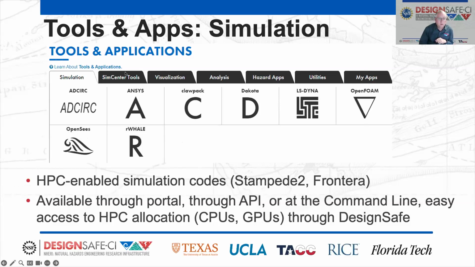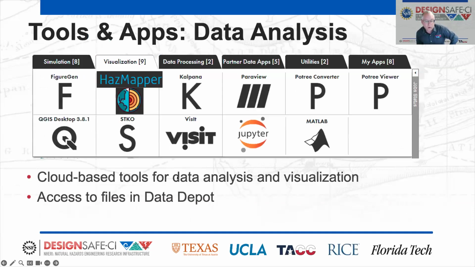R-Whale is one of the SimCenter developed UC Berkeley regional hazards codes. Lots of different codes are available for simulation. These are just the ones available right through the web portal. If you don't see what you want to use here, we have other ways to get you access directly on our HPC systems.